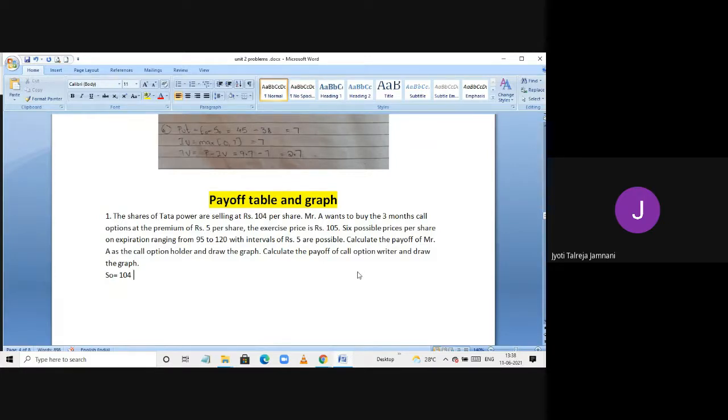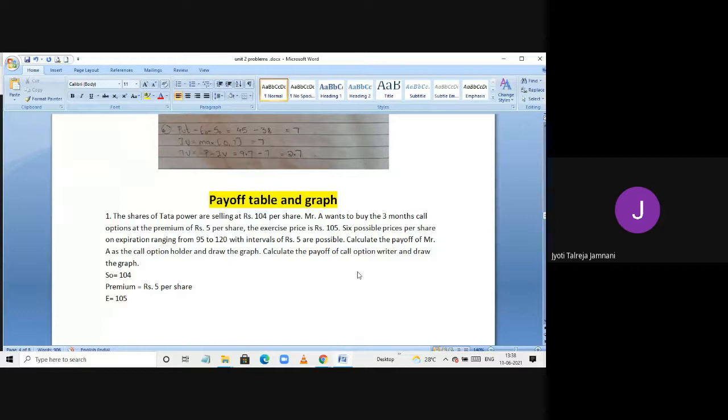Mr. A wants to buy the 3-month call option at a premium of rupees 5 per share. So the premium of the option, or you can also call it the price of the option, is rupees 5 per share. The exercise price is 105. So they've given you the E value. E is nothing but the exercise price, which is 105 rupees. That means in the option, if Mr. A wants to buy the share, he can buy it for 105, whereas in the market today, the price is 104.